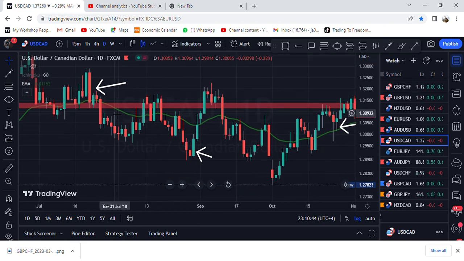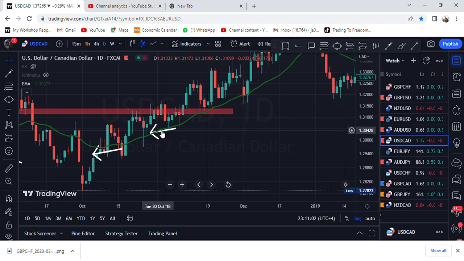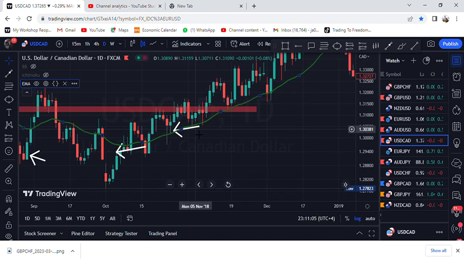As you can see, it's the same thing here. Here it closed below the moving average, went up, hit, closed below the moving average. Even when you bought here, it went up, came and closed below the moving average. Here now, it went up, hit the resistance, came back and rejected the moving average and closed above the moving average.